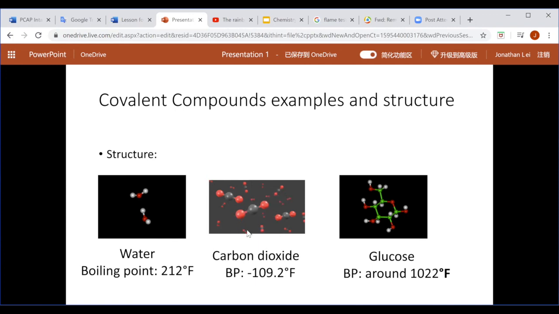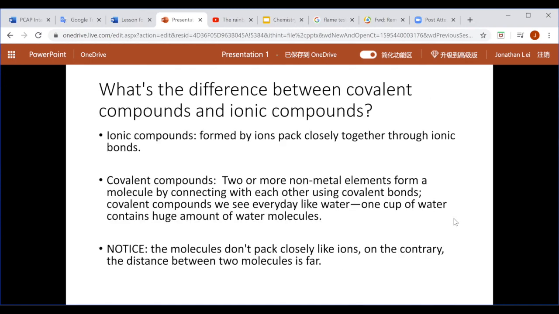So the bond right here, the bond between the two atoms, is called covalent bond, which is why they are called covalent compounds. So what's the difference between covalent compounds and ionic compounds? Ionic compounds are formed by ions packed closely together through ionic bonds. And for covalent compounds, two or more non-metal elements form a molecule by connecting with each other using covalent bonds.